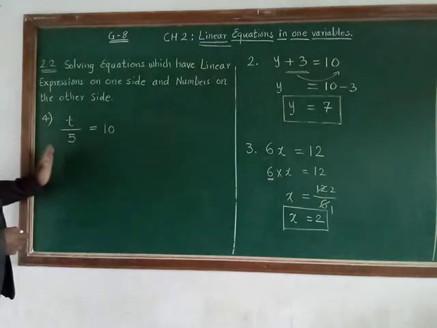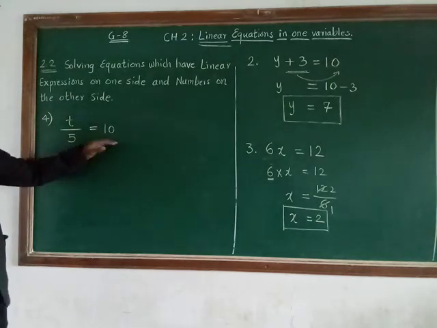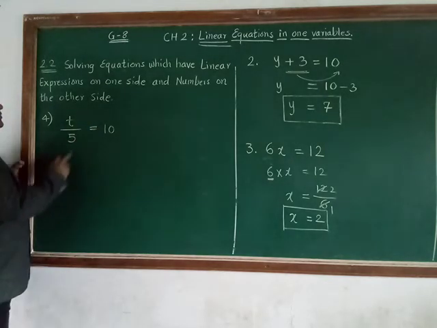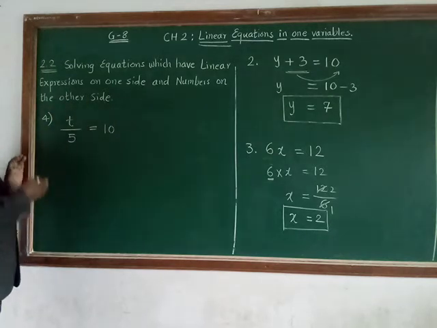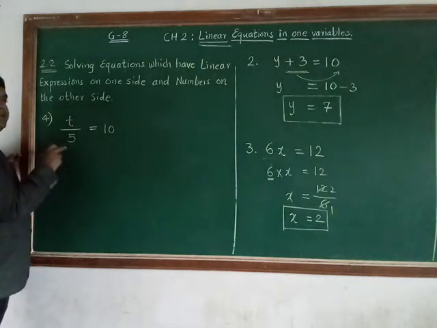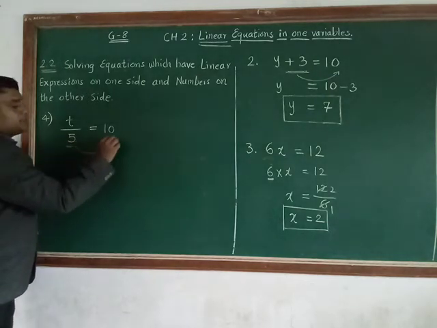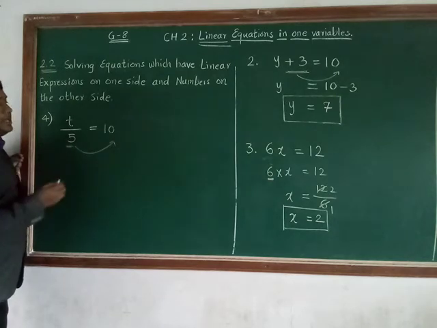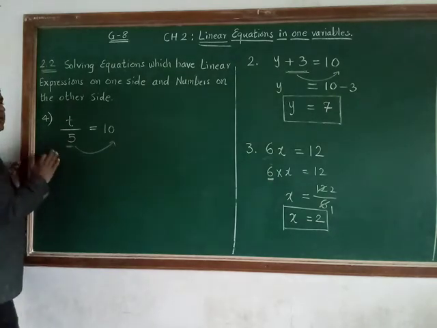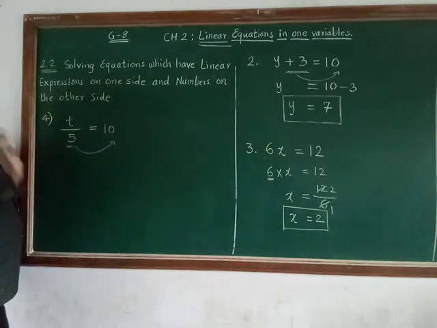Now here you can see that t upon 5 is our linear expression, and 10 is the number on the other side. Now we have to transpose that 5 to the right hand side. As you can see over here, 5 is dividing our variable. But as we know, whenever a number or variable is divided over here and we transpose it to the other side, it becomes multiplied to the right hand side number.